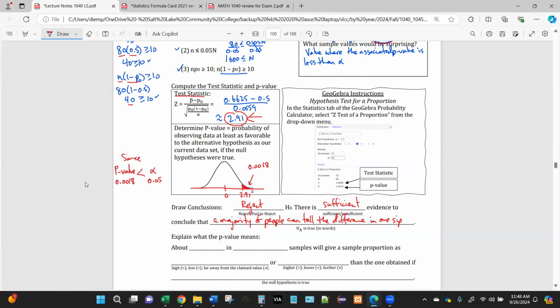Unless there are questions, and if you need another minute to write this down, let me know. I don't want to go through this too quickly. I'll give you another few seconds to write this down, and then we'll switch over to our applet for just a bit.